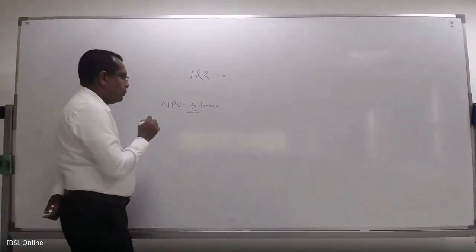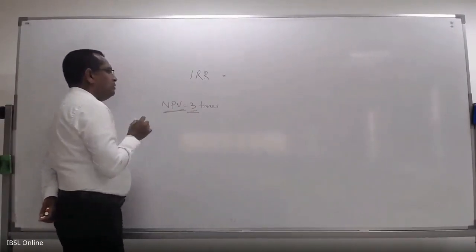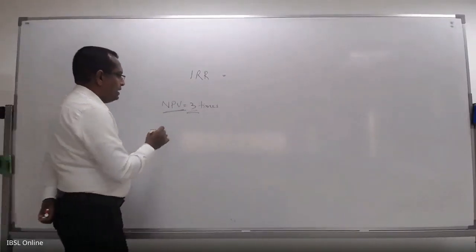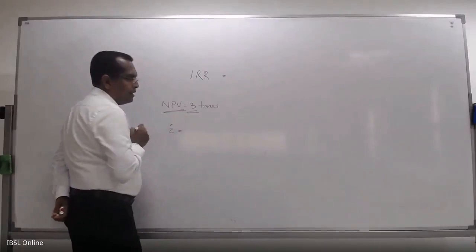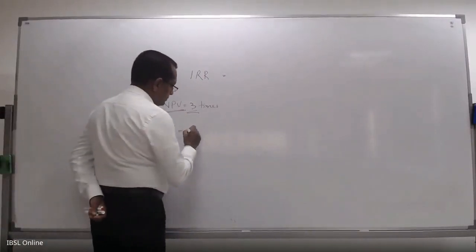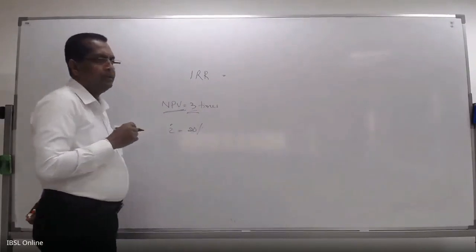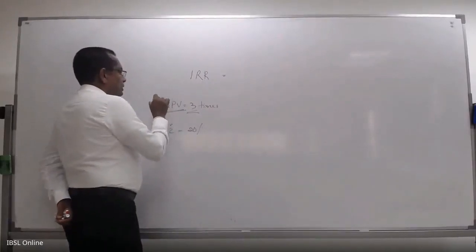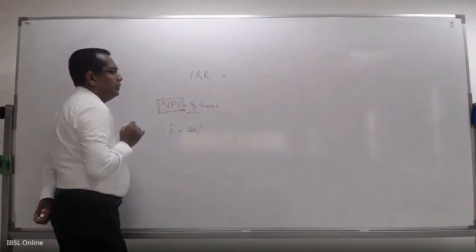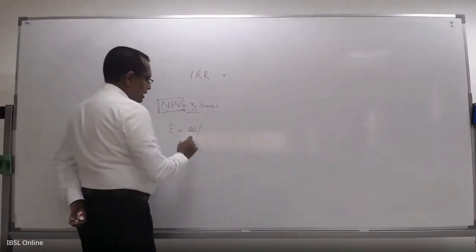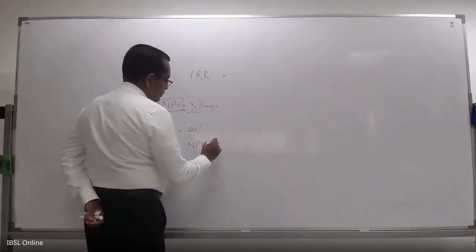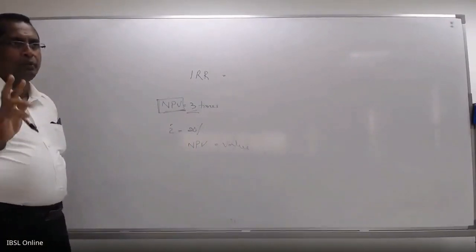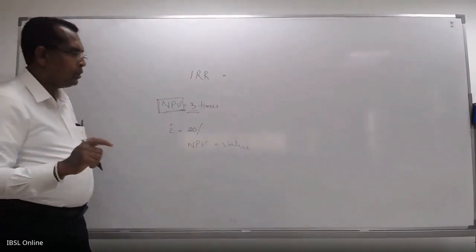What you do, you find the NPV, you do a ballpark figure, you do guesswork. You take an interest rate, a discounting rate. We say it is 20. Arbitrary, you take 20, right? Then apply it to the NPV formula and find out the NPV value. We need to find out two figures.